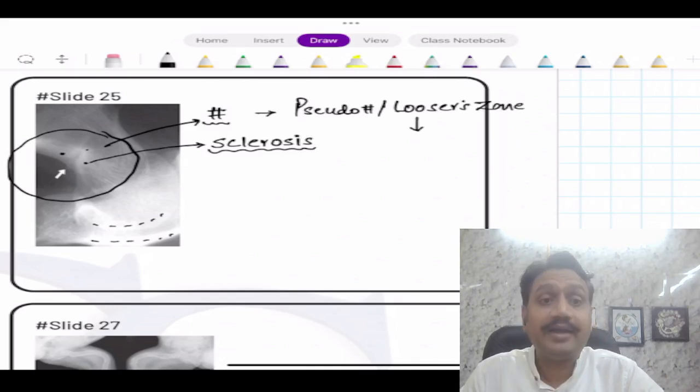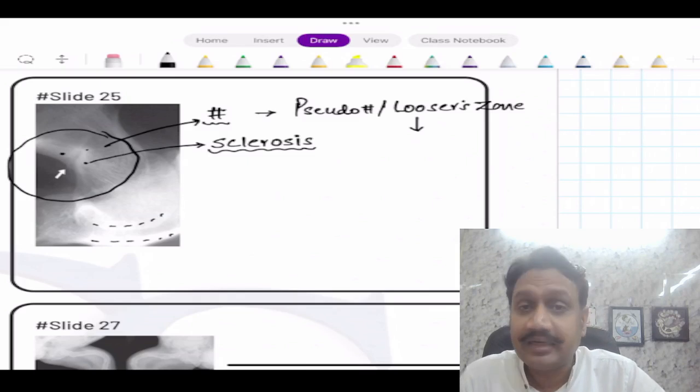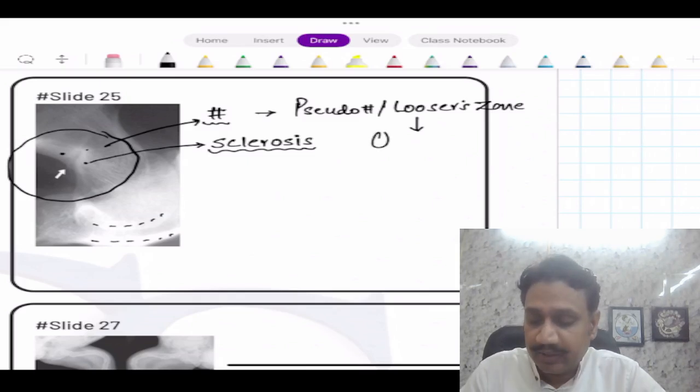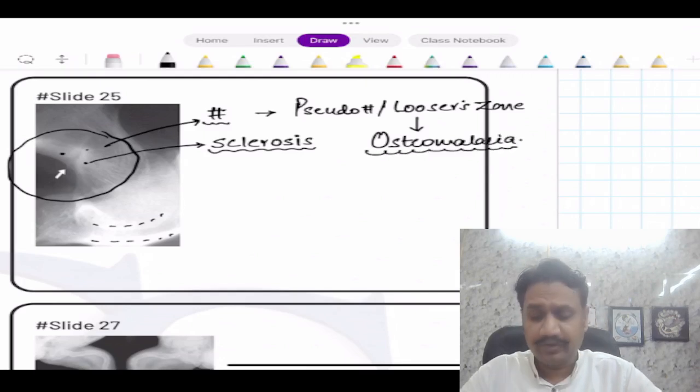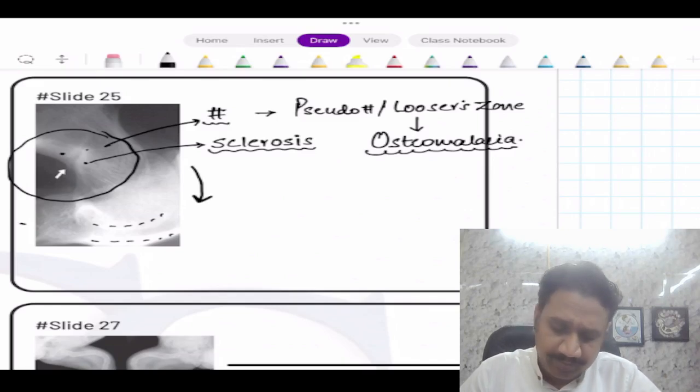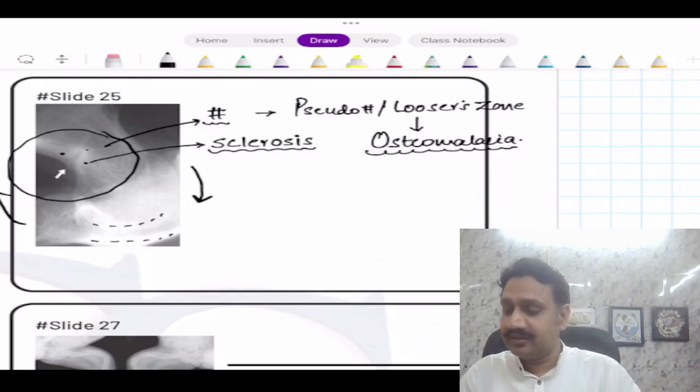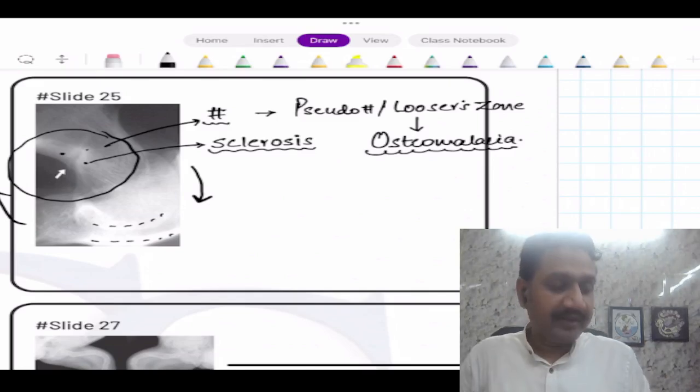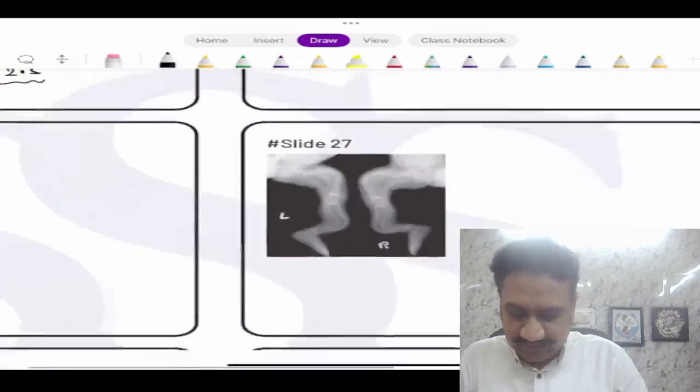This happens due to lack of mineralization, and lack of mineralization in adults is called what? This is called osteomalacia, right? So pseudo fracture or the Looser zone will be seen in cases of osteomalacia. This is just an upside down x-ray, so please see it in an upside down manner. Just turn your paper and you can easily make it out.